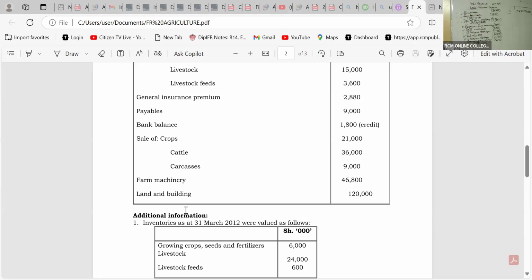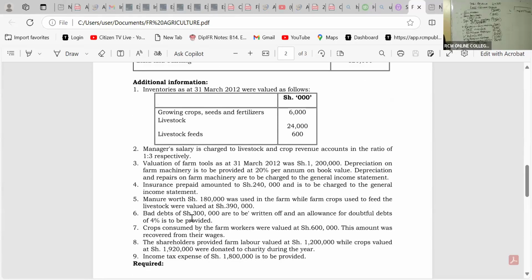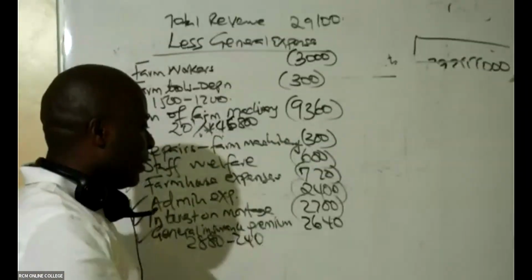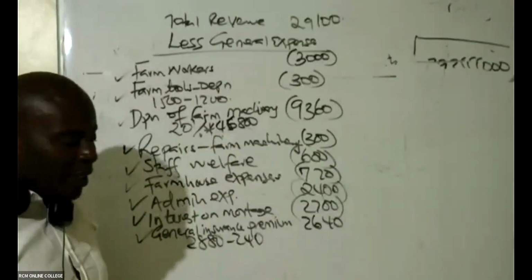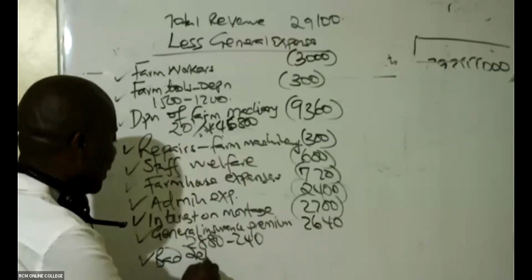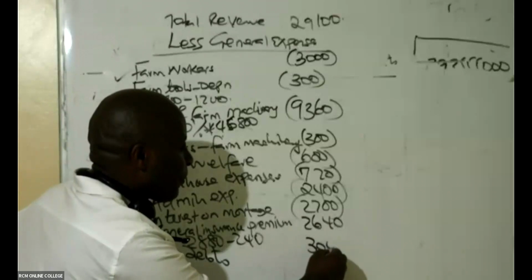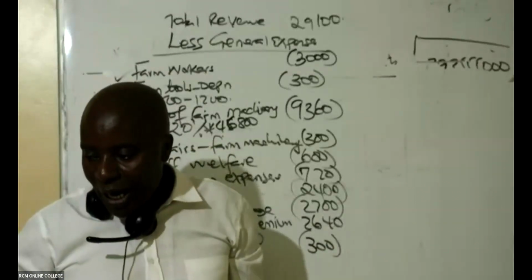Let's look at, for example, note number 6. Bad debts of 300 are to be written off. Let's first of all write off bad debts. Bad debts are expenses for the entire firm. So mention here, note 6, bad debts. We have a figure of 300.